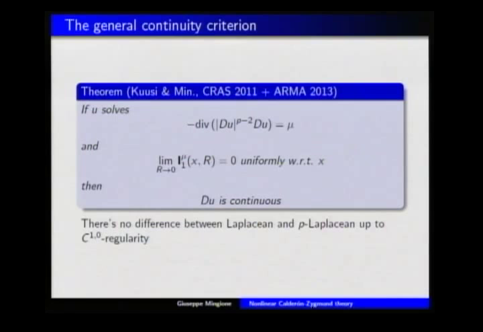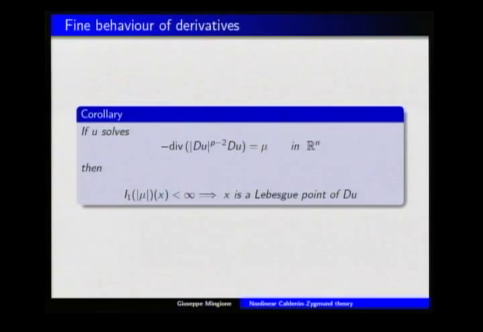And of course, this tells you that, once again, there's no difference between regularity theory for the Laplacian and for the p-Laplacian equation, at least up to C^{1,alpha}. In particular, we have a fully analogous result of a classical result in linear potential theory. You want to know when a point is a Lebesgue point, so you want to study the fine properties of solutions and of their gradients, and then this happens precisely when the Riesz potential is finite. This is another classical result in linear potential theory that now finds a perfect counterpart in this setting.